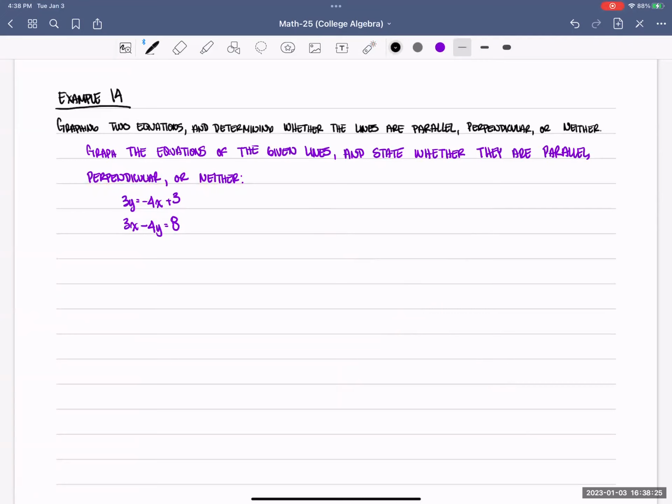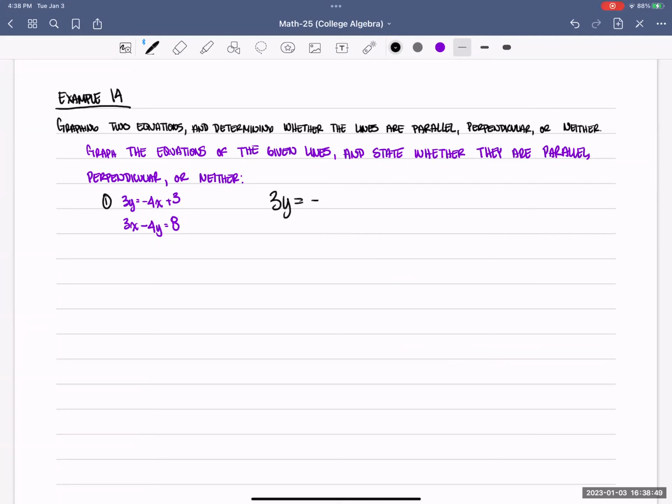So let's start with equation 1. I'm going to put it in slope intercept form and compare it to equation 2 in slope intercept form. If their slopes are opposite reciprocals, then they are perpendicular. Otherwise, they are not. So let's get it into slope intercept form.